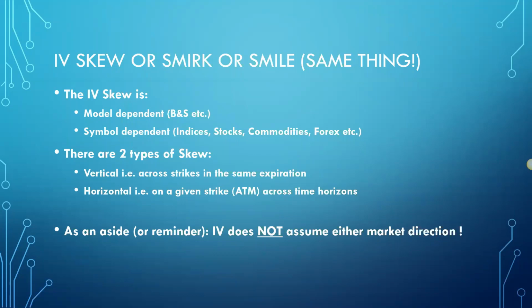But as we're going to see, the IV curve is overall fairly easy to model. The smirk or the smile is very often of the same shape. So there are two types of skew.